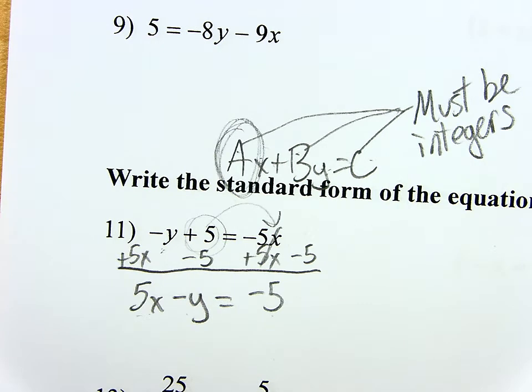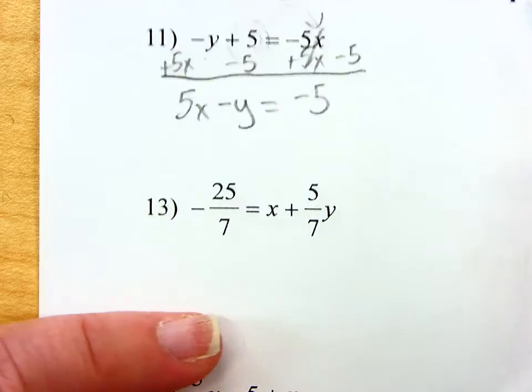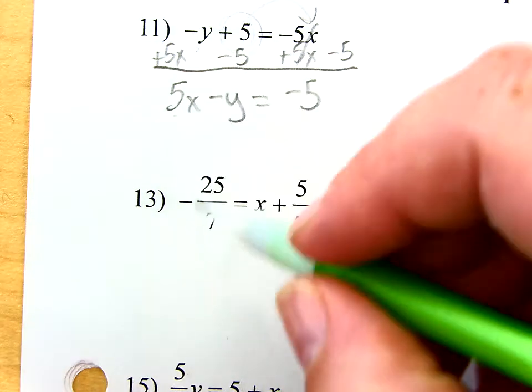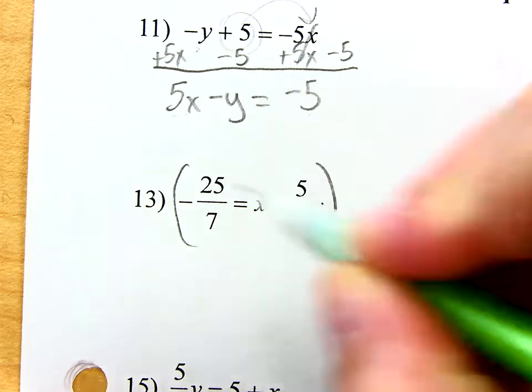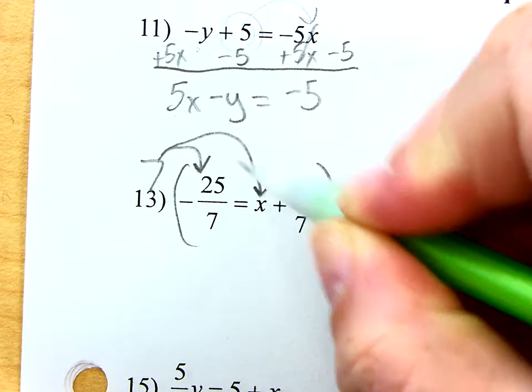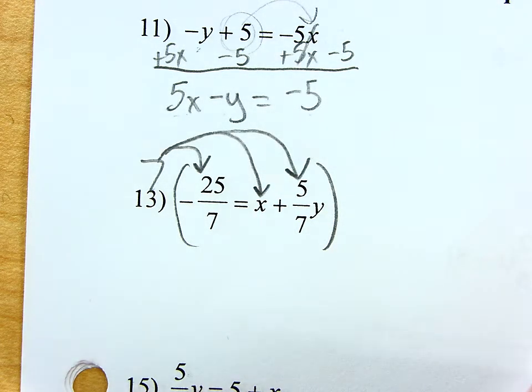Okay, so let's try one that has some fractions in it. Let's go to 13. All right, so the first thing that I personally would do is get rid of all the fractions. How? Multiply by 7. Yes, I'm going to multiply everybody by 7. Everybody. That means this, this, and this. Everybody gets multiplied by 7.